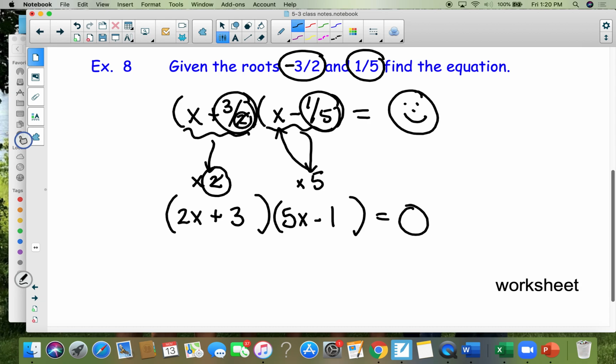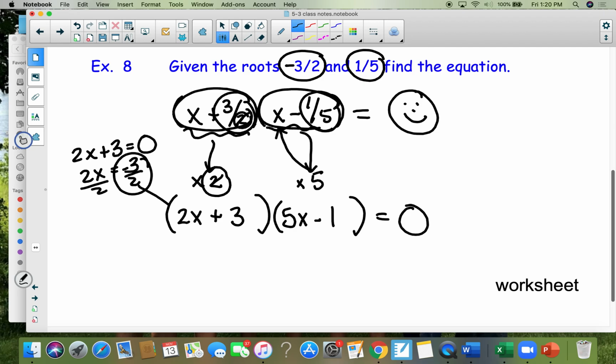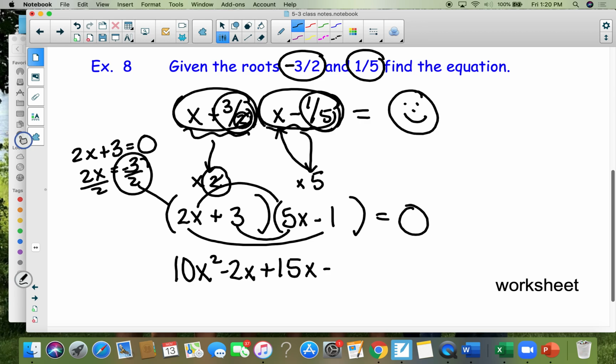Okay, let's see if we did it right. Let's see if we set the 2x plus 3 equal to 0 if we get a negative 3/2. See how you get a negative 3/2? So again, you have to multiply each one by whatever the denominator is. And now you're just going to FOIL it. So 2x times 5x is 10x squared, negative 2x, positive 15x, minus 3 equals 0. So the final answer is 10x squared plus 13x minus 3 equals 0.